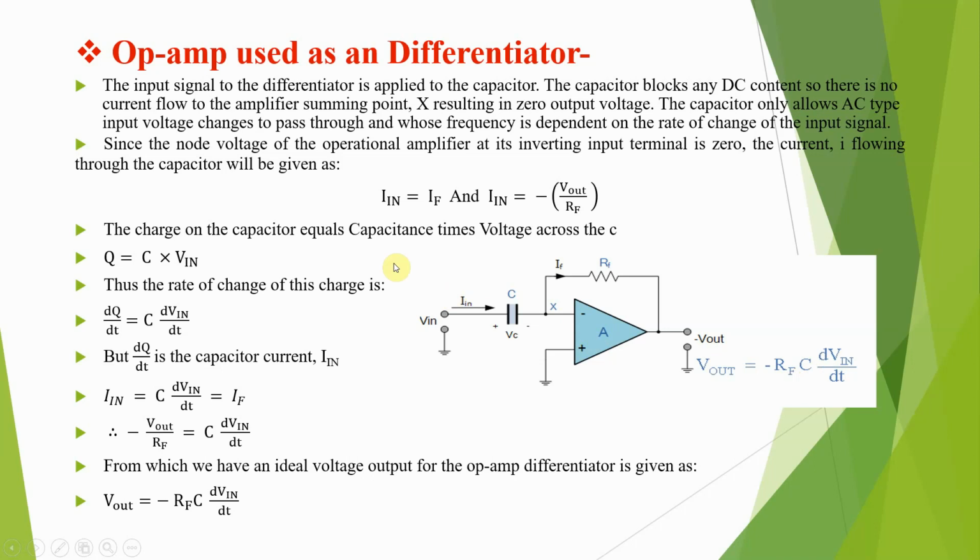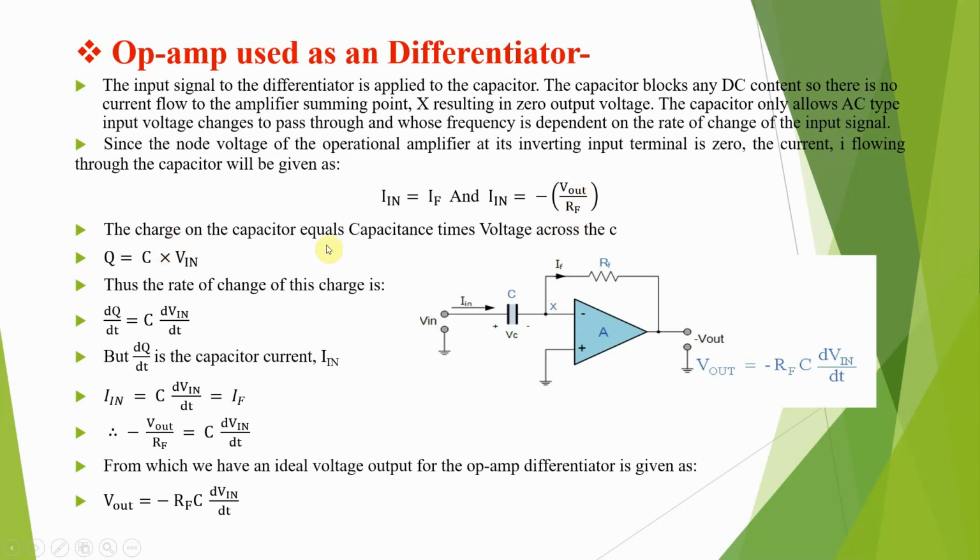Then how do we get this equation? First calculate Iin, the input current. Iin is equal to IF. What is the input current? Current is always voltage divided by resistance. Therefore, Iin or IF is equal to minus Vout divided by RF. Why the minus sign? Because the output is again applied to the inverting terminal.